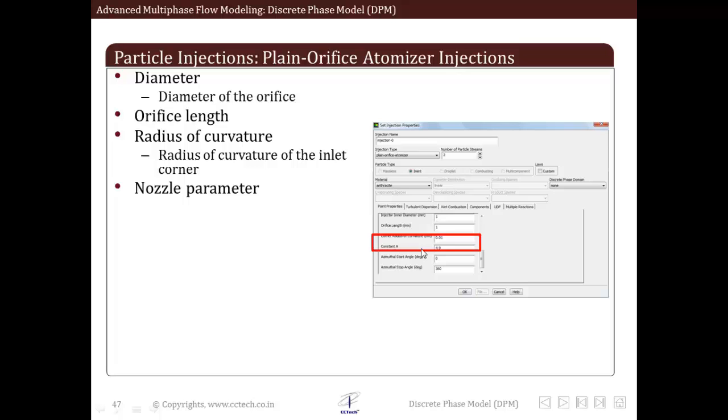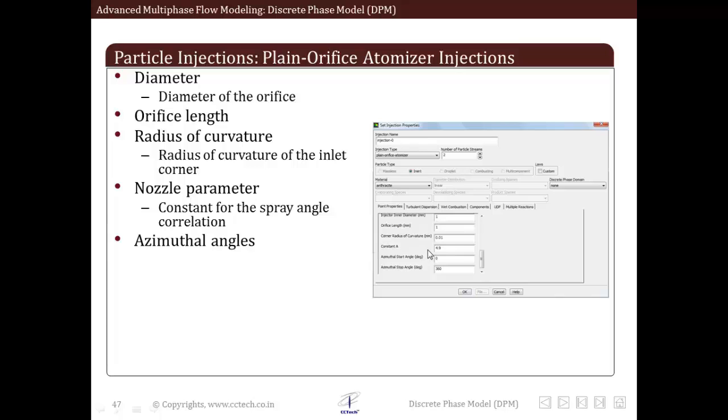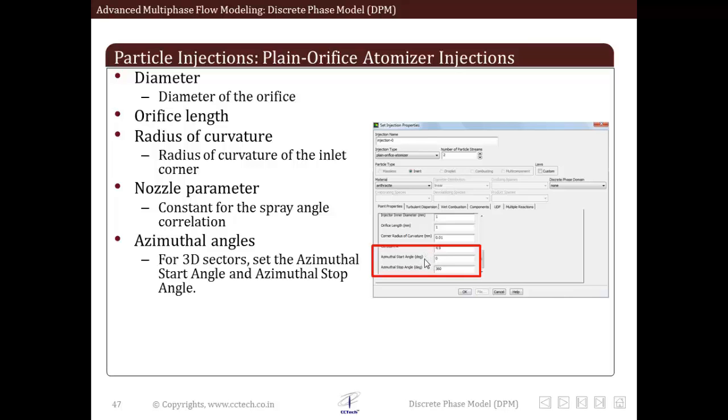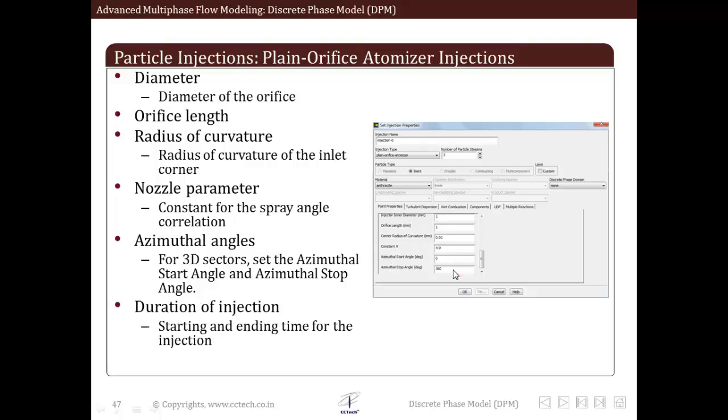Next is the nozzle parameter. This is a constant for the spray angle correlation, which is given here in front of constant A. Next inputs are the azimuthal angles. For 3D sectors, we set the azimuthal start angle and the azimuthal stop angle. In case we are solving unsteady problem, we also give the starting and the end time for injection.